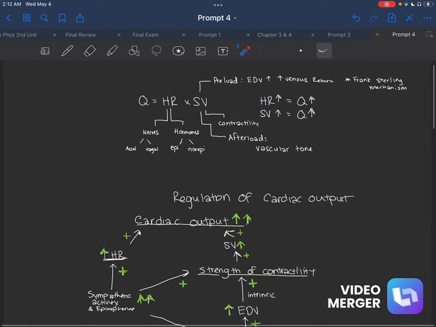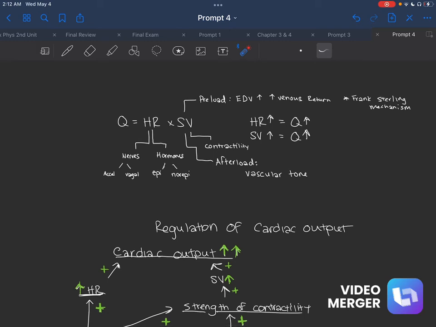So, what we see here is the cardiac output equation. Q is going to be cardiac output, and the formula for that is heart rate times stroke volume. And so, we're going to see a couple factors that affect this formula.